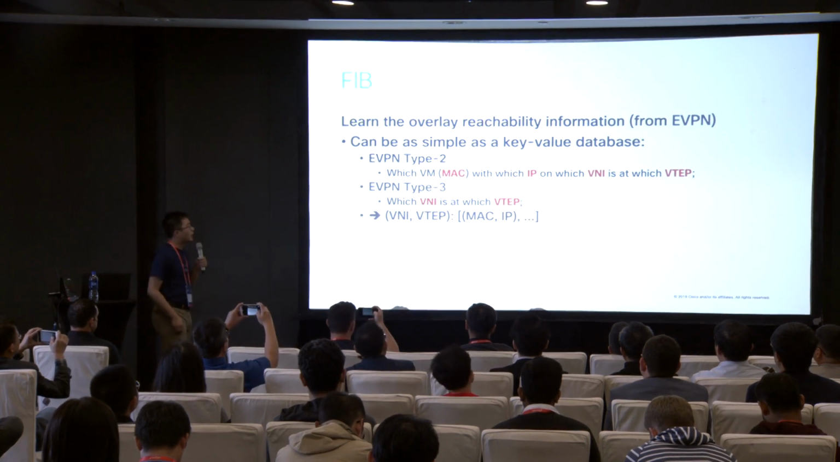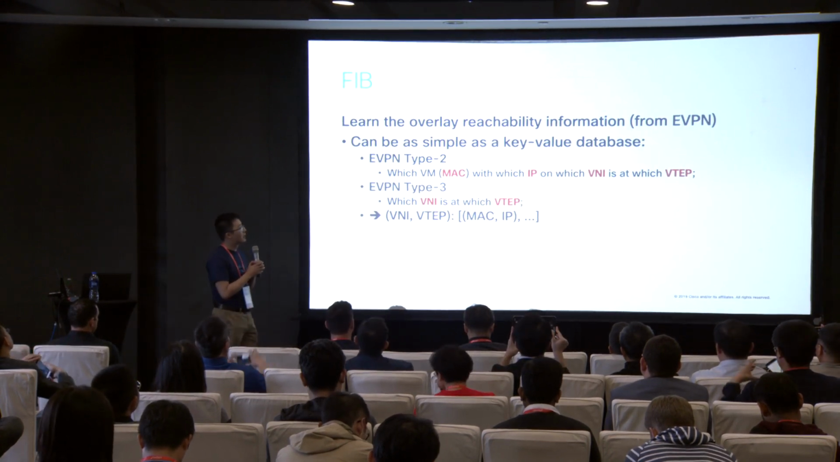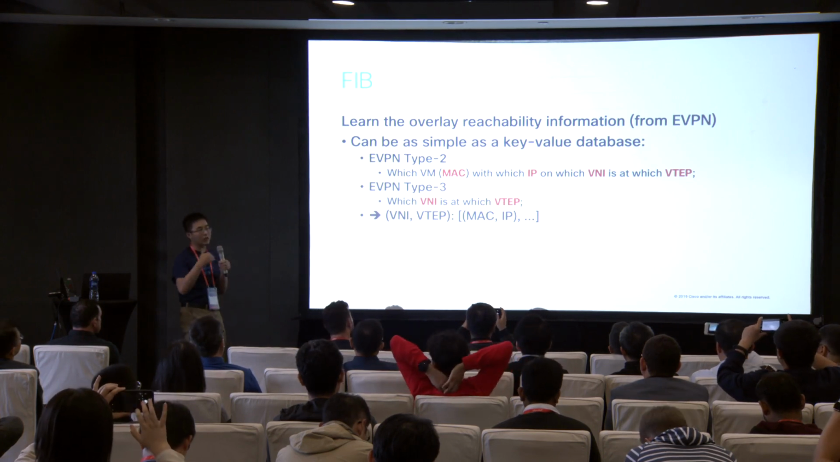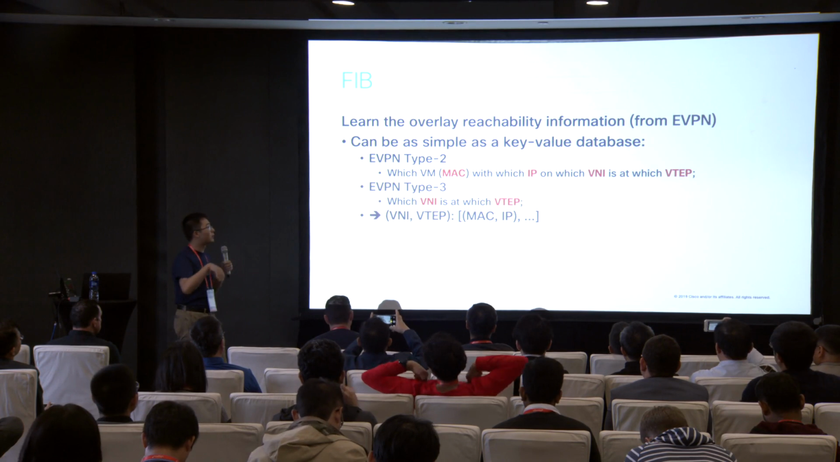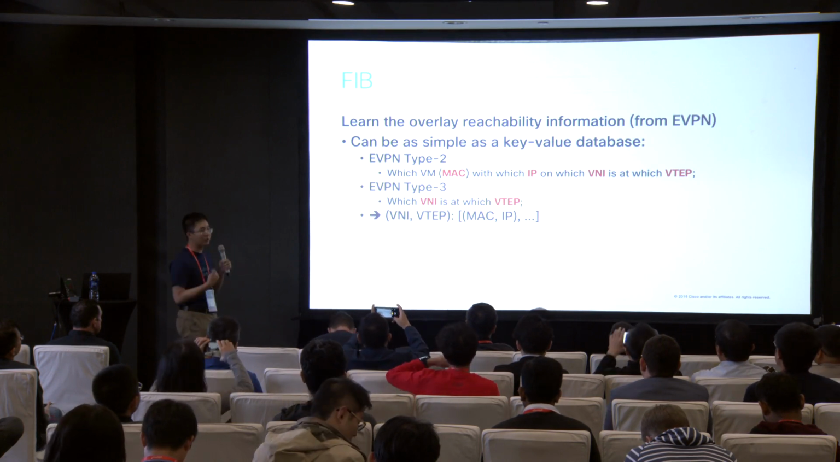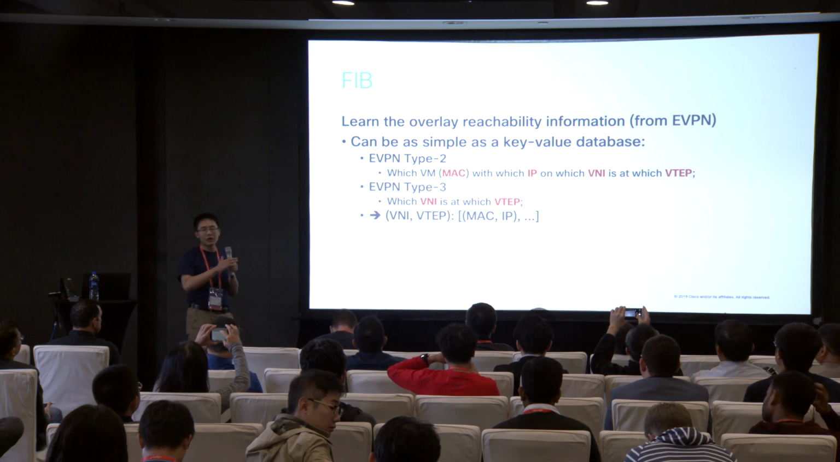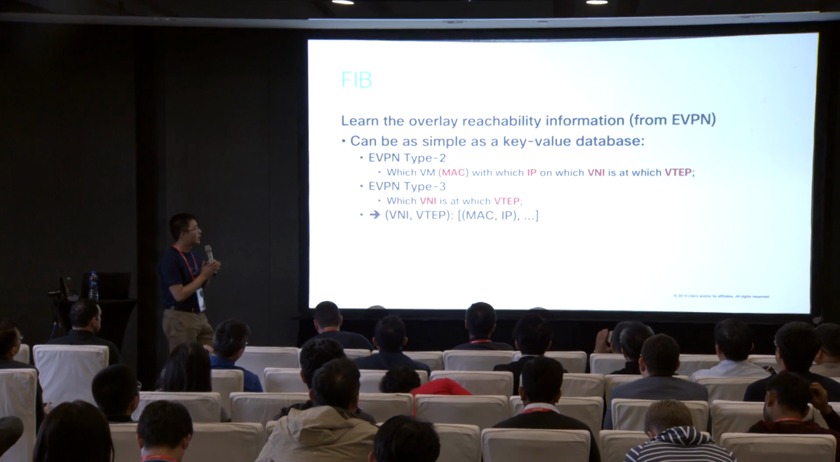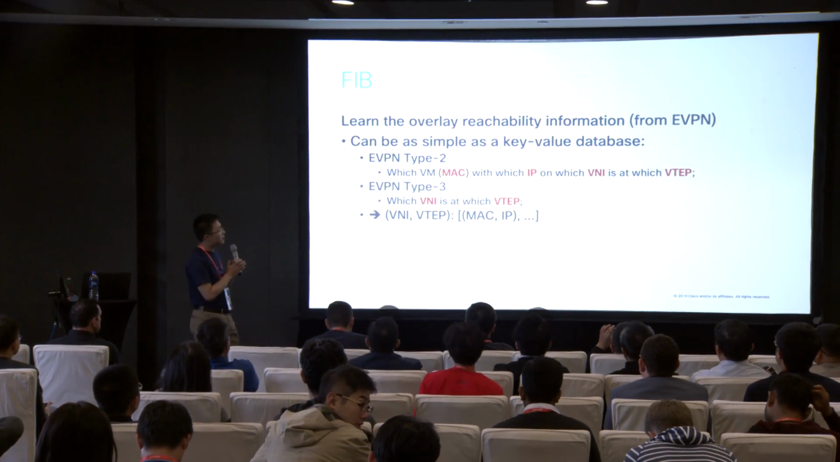And the FIP is normally, once we have the control plane, the BGP speaker, it has all the information learned over the EVPN. But we need to store it somewhere. So we learn the overlay information and then store it in our database. And this database is not going to be a very fancy one. It can be as easy as a key value database. So a little recall on the EVPN message types.